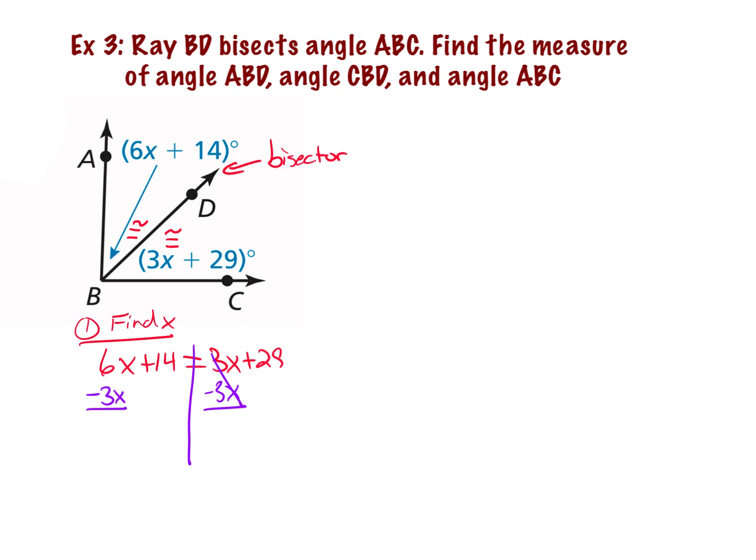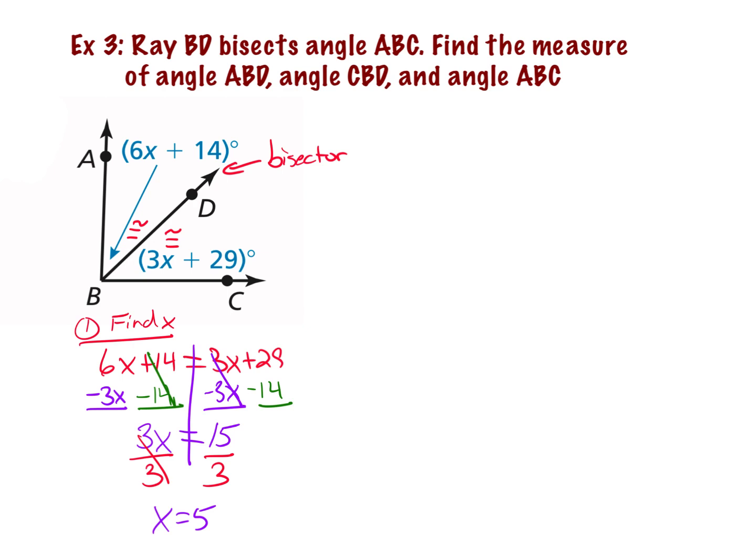Then what do I do with that 14 to bring it to the right side? Subtract it, right? I'm doing it all in one step, make it a little cleaner. 6x minus 3x? 3x. 3x equals 29 minus 14? 15. Yeah, that's what, 15. What's the last step? Divide by 3. 5. So x equals 5. X equals 5. There shouldn't be any negatives.